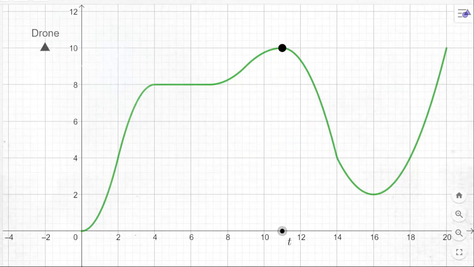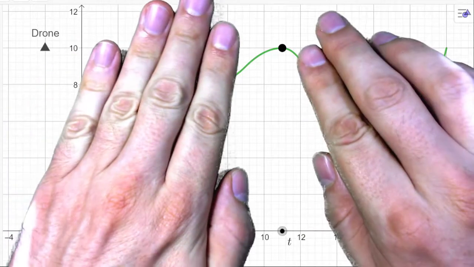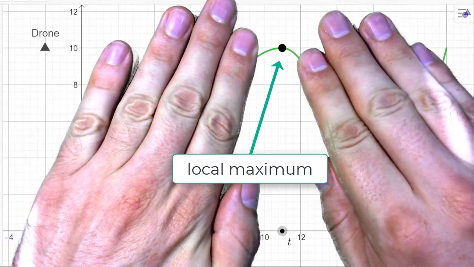We also have local maxes and local mins. A local max or local min is where the value that we're looking at is highest nearby, for all points nearby. And that's exactly what's going on here. If I just look by this point, the point is higher than it will be anywhere else nearby.